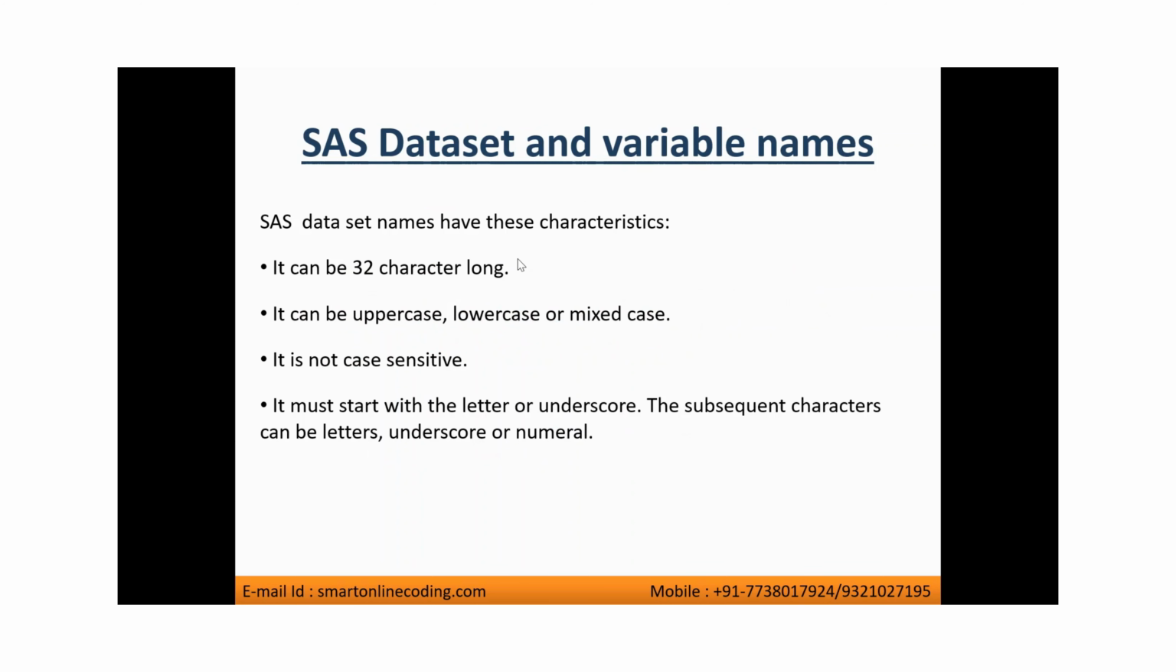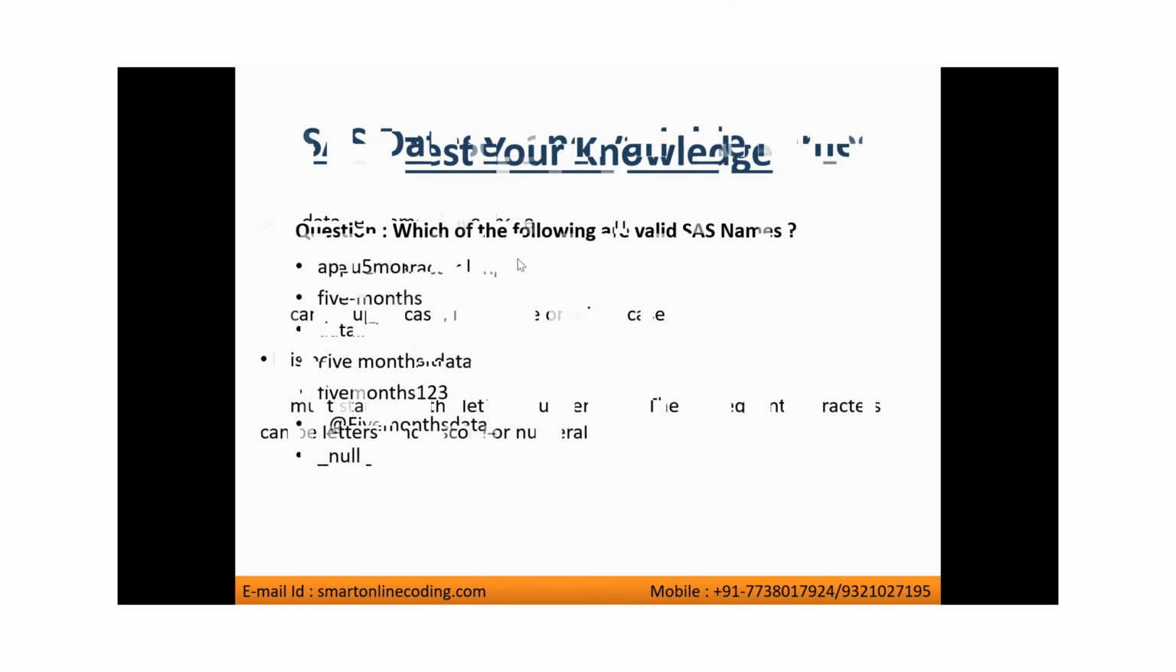Now, these are the rules you have to follow for defining any SAS dataset or variable name. SAS dataset variables have these characteristics. These 4 points you have to remember before defining anything, to be sure that you are following a valid name. Based on these 4 points, the next slide has an exercise, so please go through that thoroughly right now.